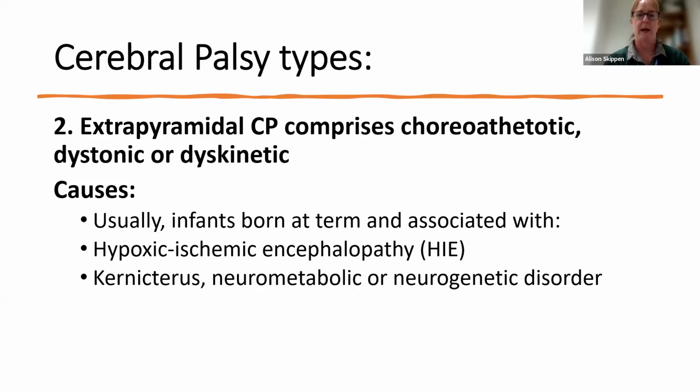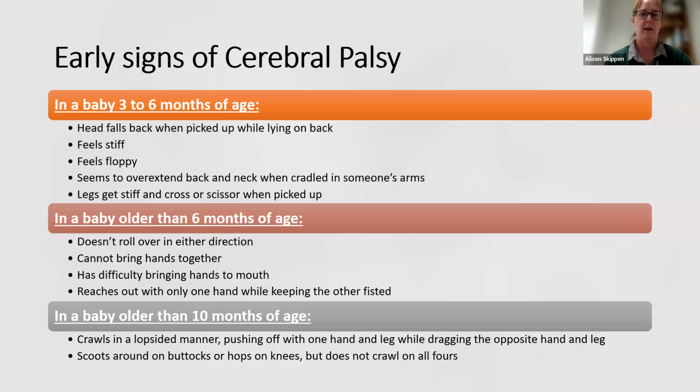So we talked about extrapyramidal cerebral palsy, which comprises the choreoathetotic, dystonic, or dyskinetic types, and these are the movement disorders, particularly because the basal ganglia are affected. And like I said, that's kernicterus, so that's the high bilirubin. It can also be caused by HIE and neurometabolic or neurogenetic disorders.